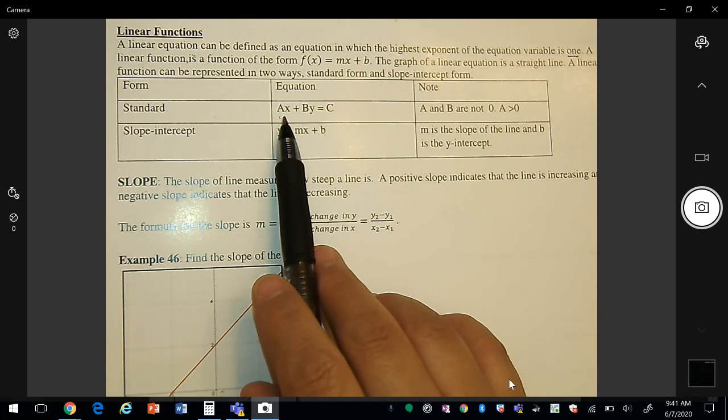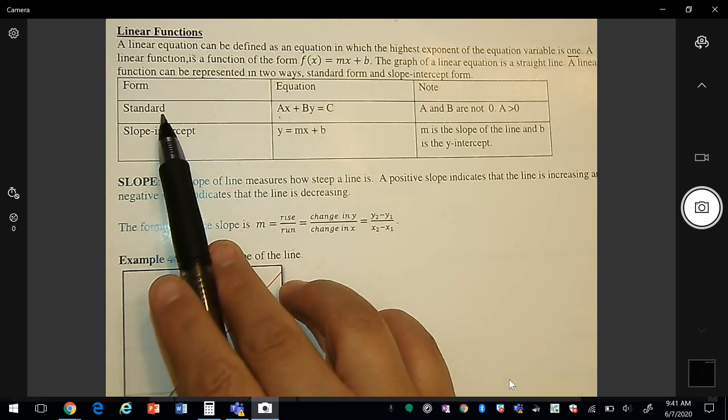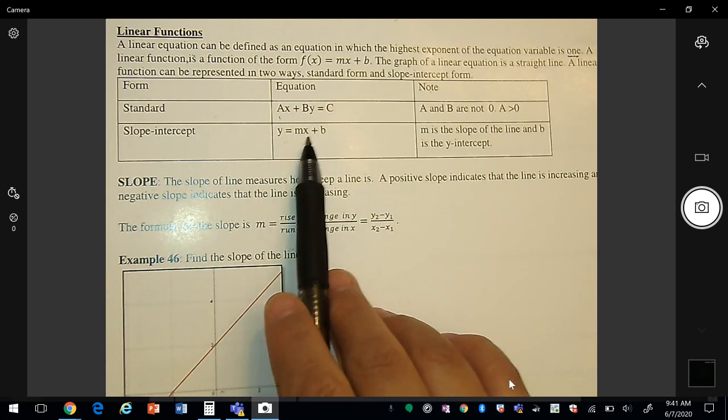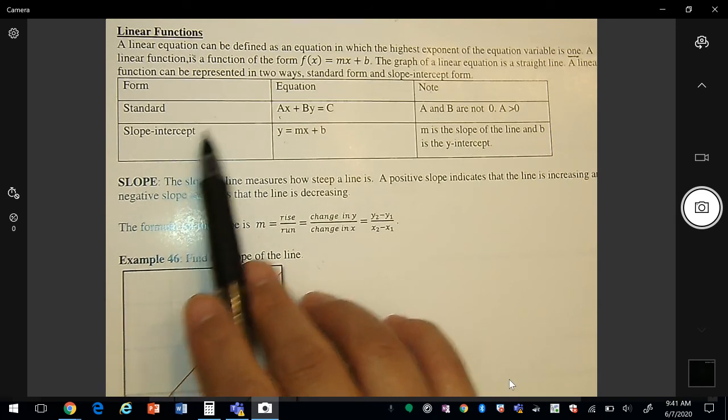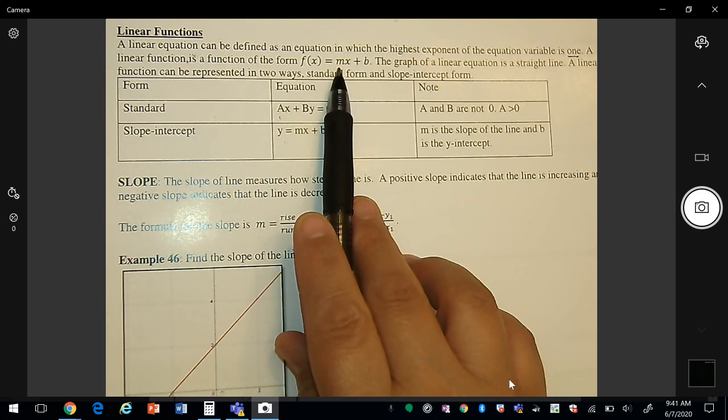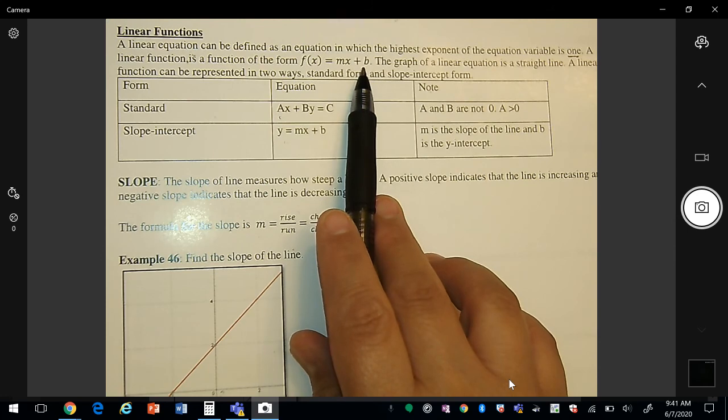We can write it as ax plus by equals c, that's standard form, or y equals mx plus b, which is slope-intercept form. The m here represents the slope, and the b represents the y-intercept.